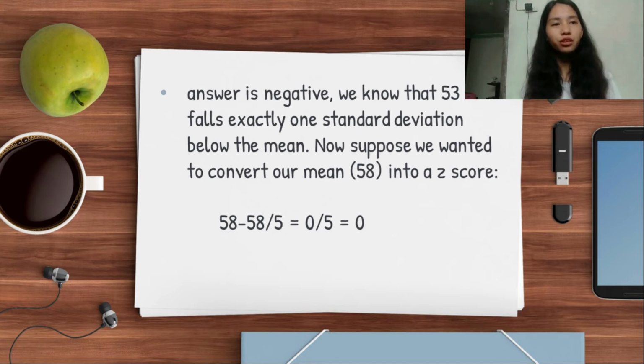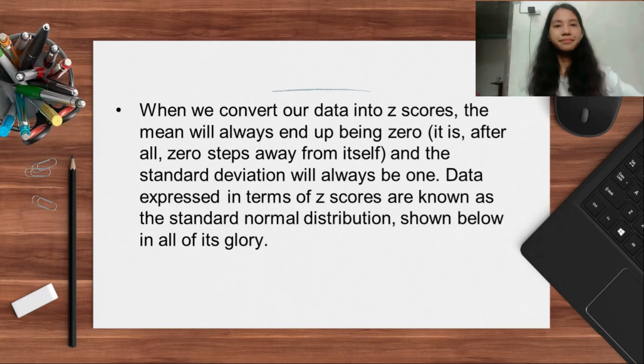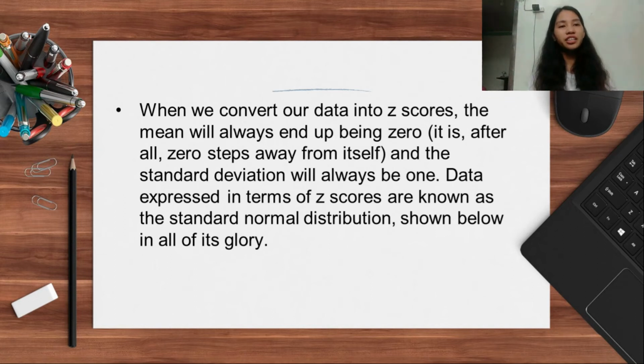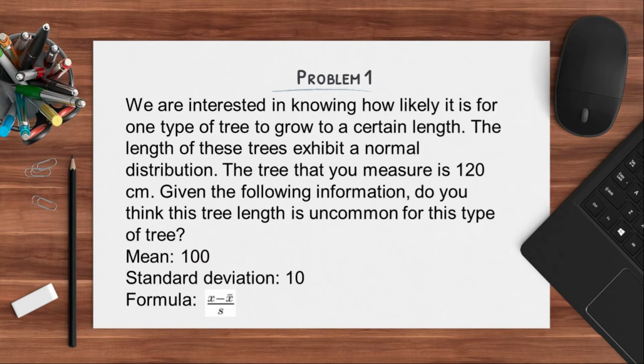Now suppose we wanted to convert our mean, 58, into a z-score. 58 minus 58 over 5 is equal to 0 over 5, which is equal to 0. When we convert our data into z-scores, the mean will always end up being 0. It is, after all, 0 steps away from itself, and the standard deviation will always be 1. Data expressed in terms of z-scores is known as the standard normal distribution, shown below in all its glory. We can also convert z-scores back to raw scores with the following formula.